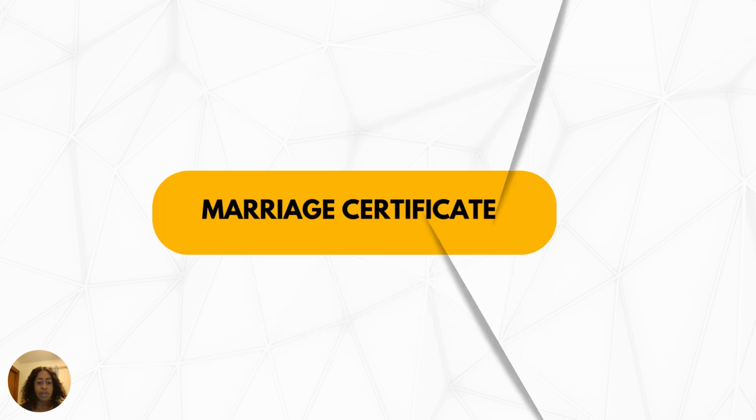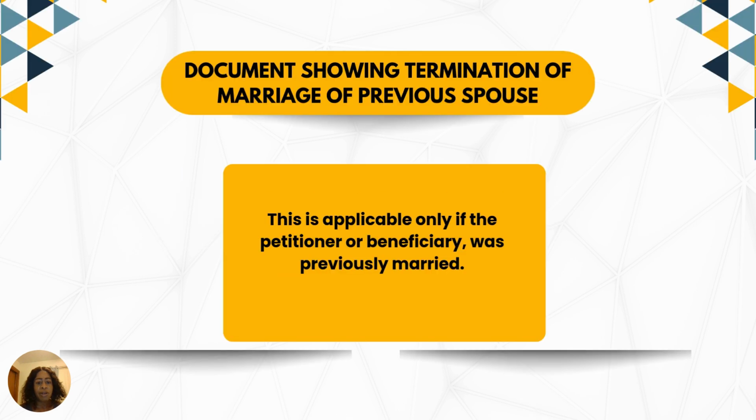Marriage certificate. You want to send in a copy of the marriage certificate, of course, with the petitioner and beneficiary. Document showing termination of marriage of previous spouse. So this is applicable only if the petitioner or beneficiary was previously married.